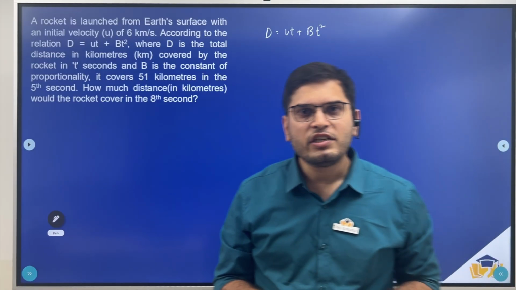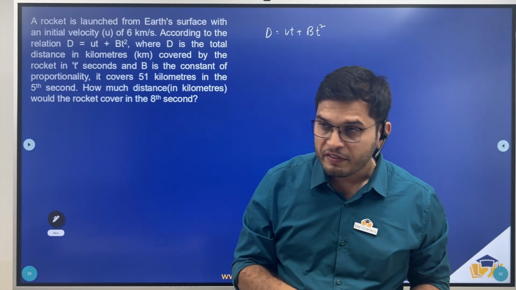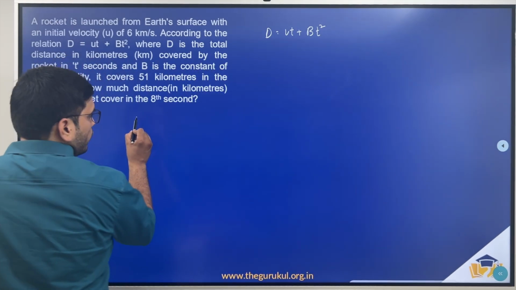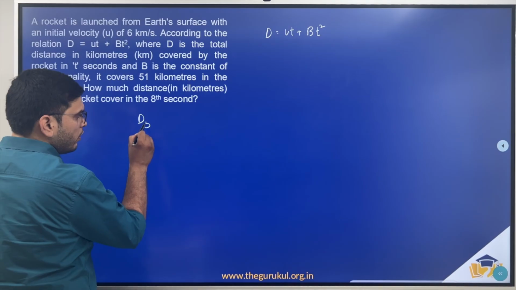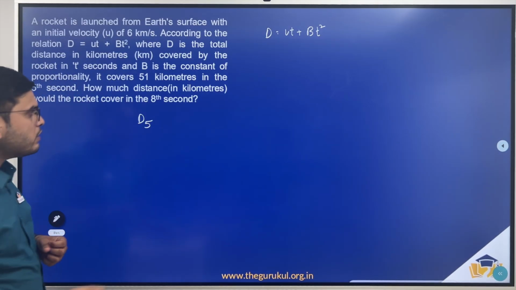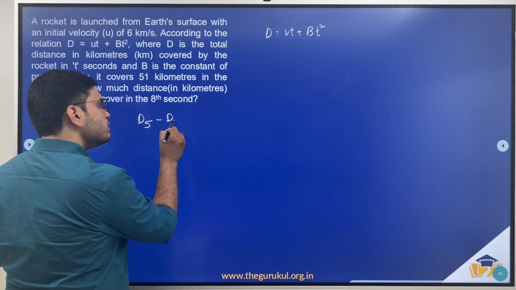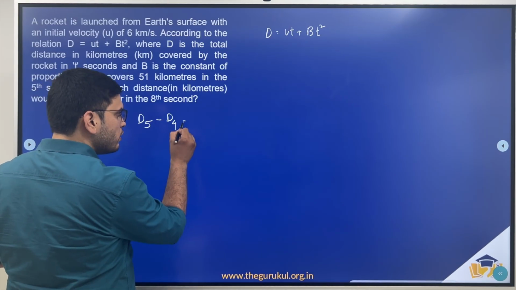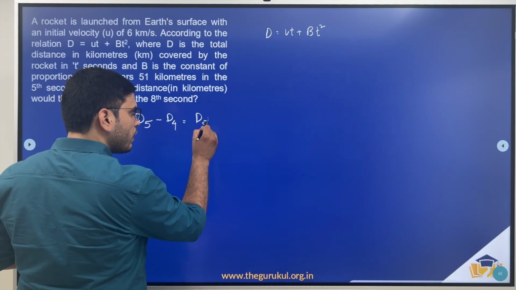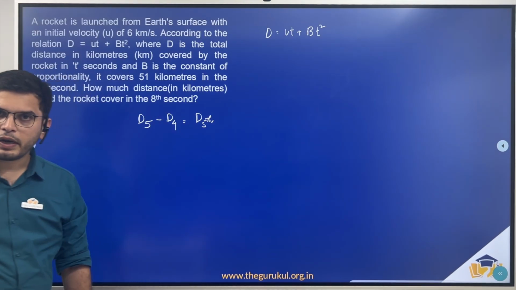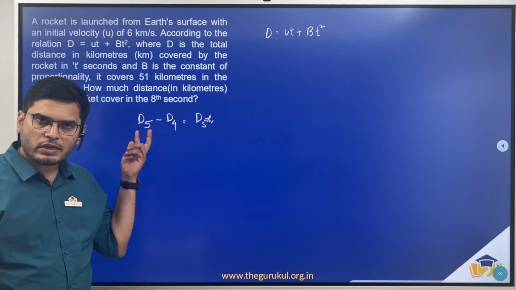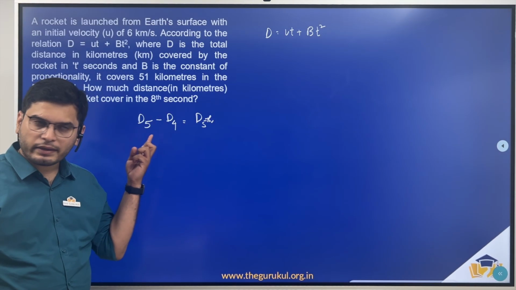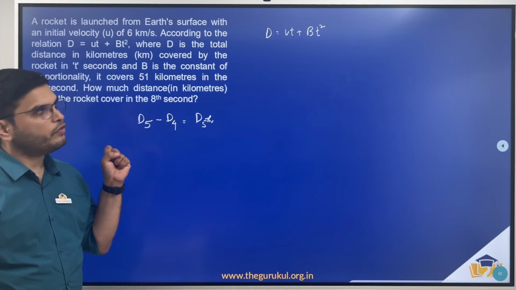Now, how do we get the distance that was covered by the rocket in the fifth second? You can get it by the distance covered in 5 seconds minus the distance covered in 4 seconds, which will give you the distance covered in the fifth second, right? So we should be finding out the distance that the rocket has covered in 5 seconds and 4 seconds, and we need to find the difference, right?